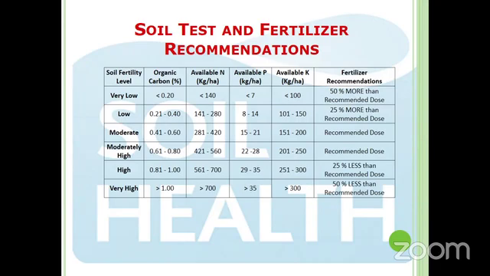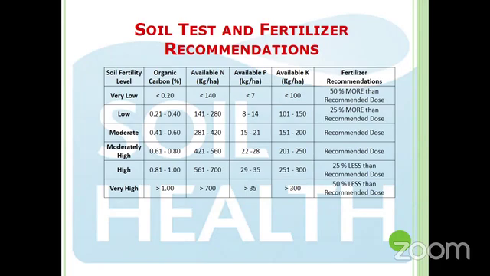For example, if the nitrogen content of the soil is, say, 140 kilogram, we can say that it is low nitrogen. If the nitrogen is very low, if it is less than 140 kilogram per hectare, then you need to use 50% more than the recommended dose for that particular crop, and so on.